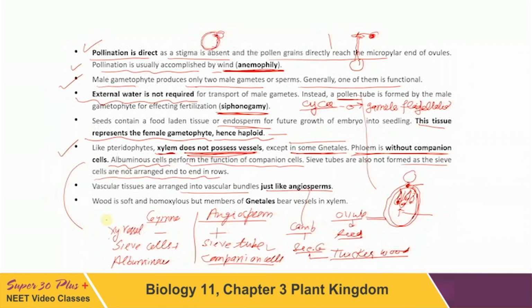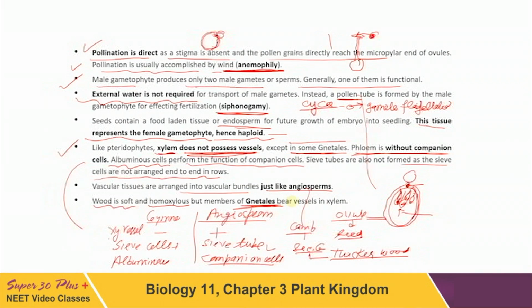Wood is soft. Why is the wood soft? Can you tell me? Because xylem vessels are absent. The wood is soft, and as the xylem vessels are absent, it is known as homoxylous. But in the case of Gnetum, primitive types of xylem vessels are present. That's why the wood may be heteroxylous. Is it right?